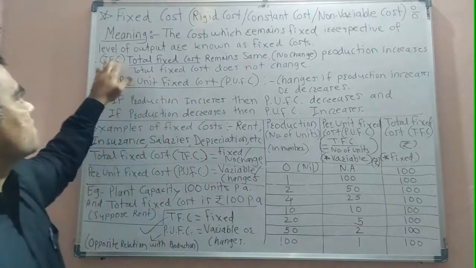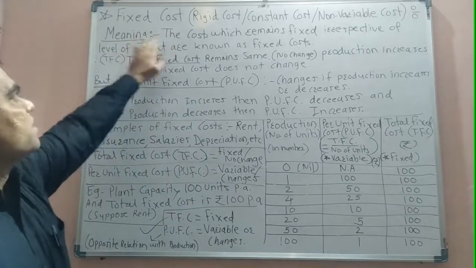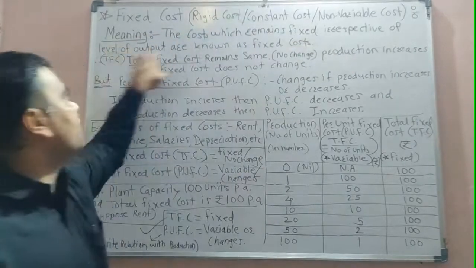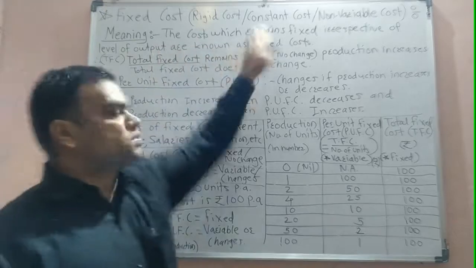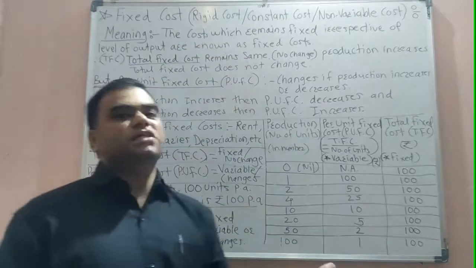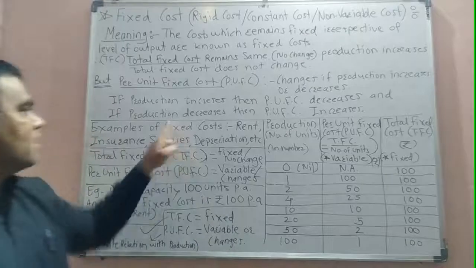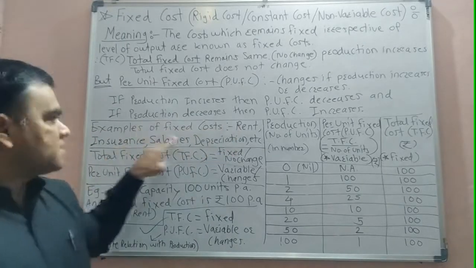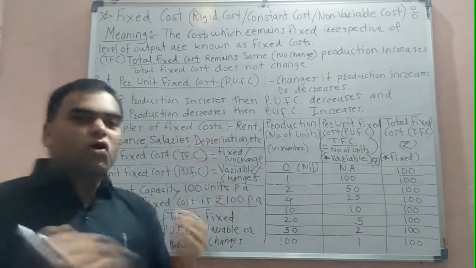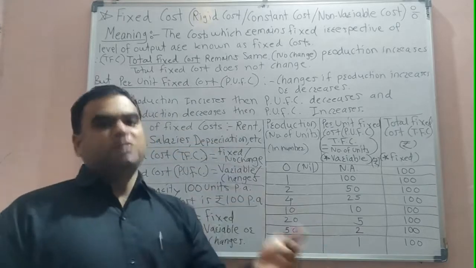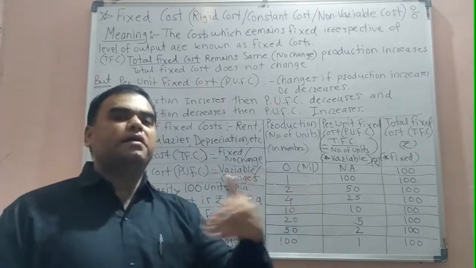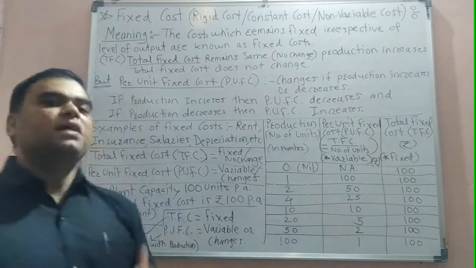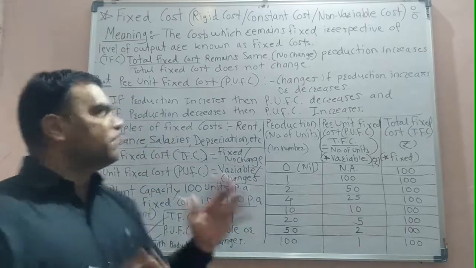You can see fixed cost means the costs which remain fixed irrespective of the level of output are known as fixed cost. The cost which doesn't change with the change in the volume of production. Examples of fixed cost are rent, insurance, salaries, depreciation. These are the costs which don't change. This cost doesn't increase or decrease, whether you increase the production or decrease the production. That's why such costs are known as fixed cost.